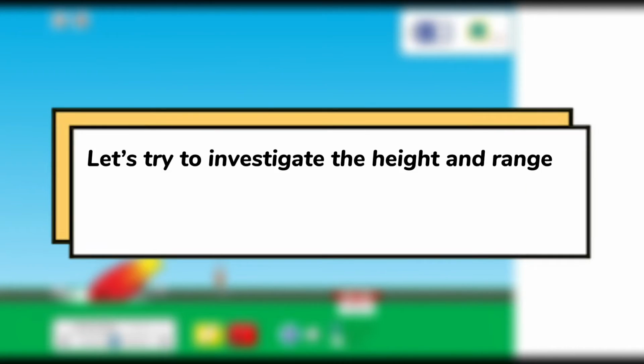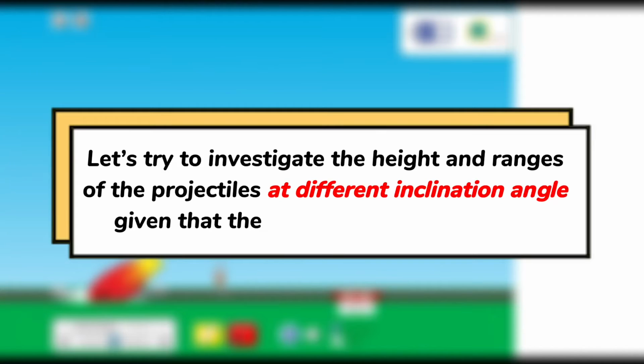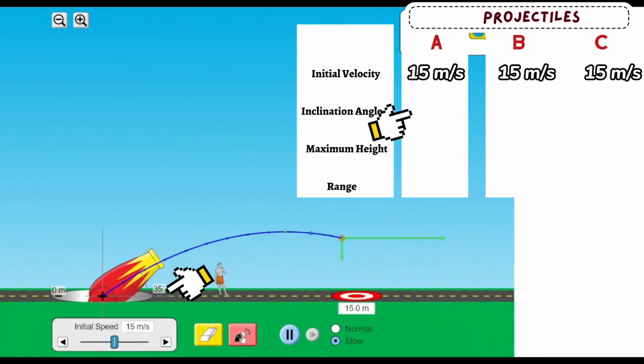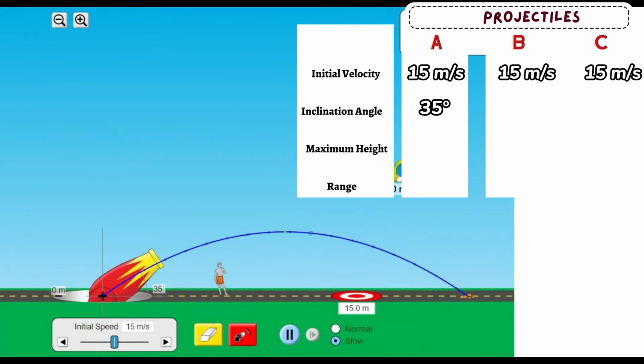Let's try to investigate the height and ranges of the projectiles at different inclination angles, given that the initial velocity is constant. We have here projectiles A, B, and C with a constant initial velocity of 15 meters per second. Let's find their maximum height and range.